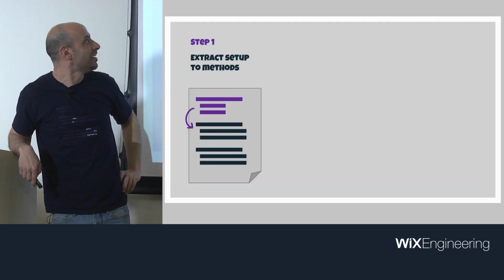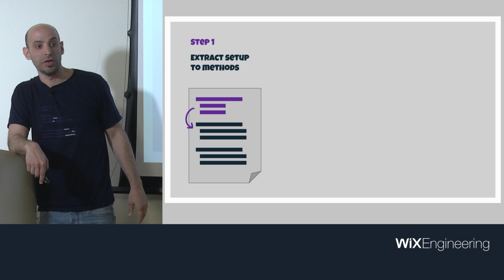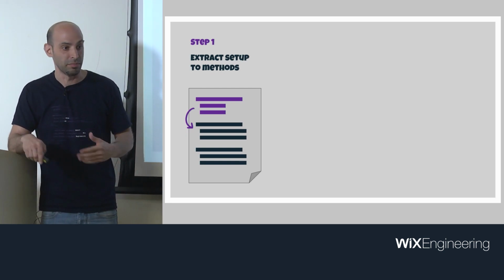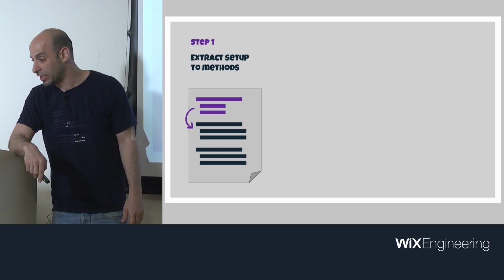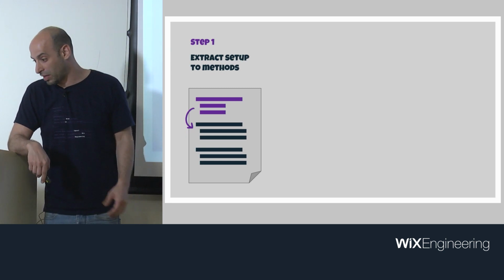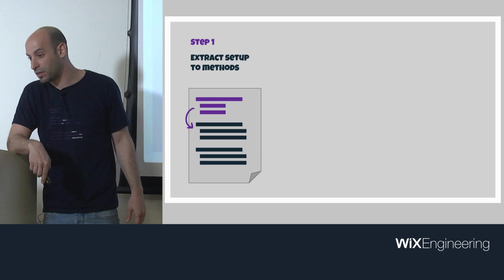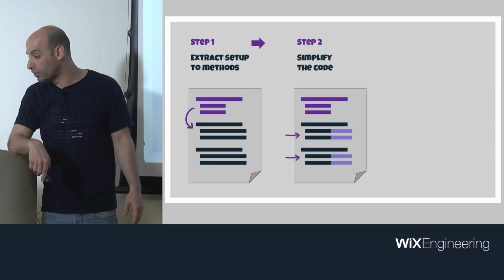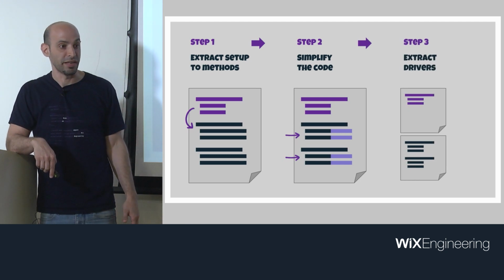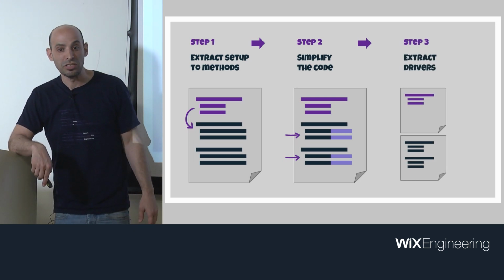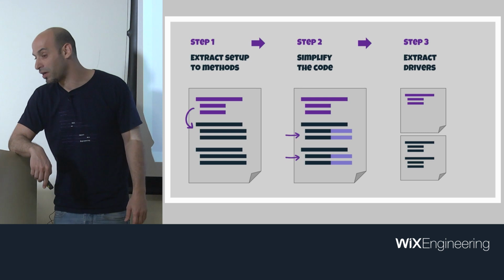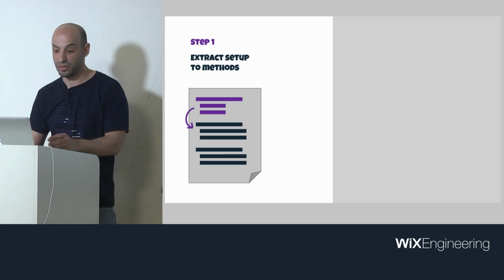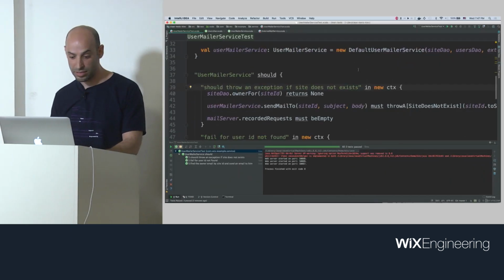So, what is the process we're going to follow when we refactor the setup? At first, we're going to extract some methods. We'll try to extract some method and see how we do it, and I'll try to give a few tips on it. Then we're going to simplify the code, and then we'll extract it outside. Those are the stages that we're going to try to follow here. Let's start with the first one. Let's try to extract the methods.